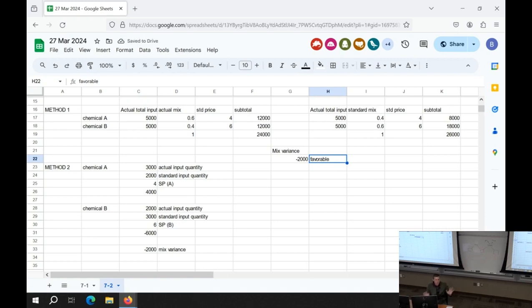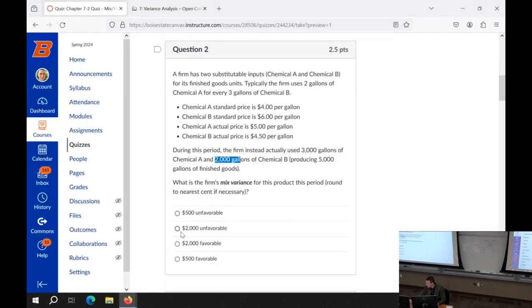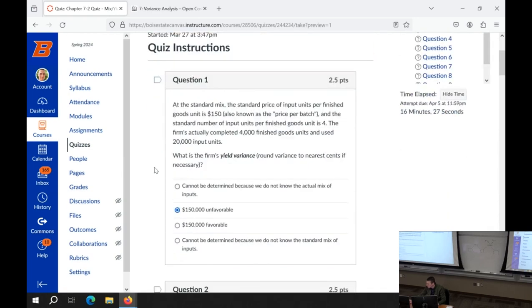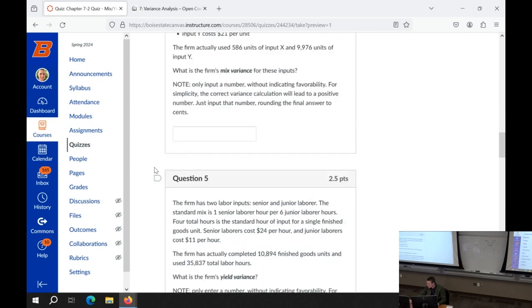We can use our normal logic from 7-1 for mix variances. The actual mix led to a lower cost than the standard. That means it's favorable. Or if you remember the signs, negative is a favorable result. So that should be $2,000 favorable. Okay, we just got 2 questions in. I'm going to check it.